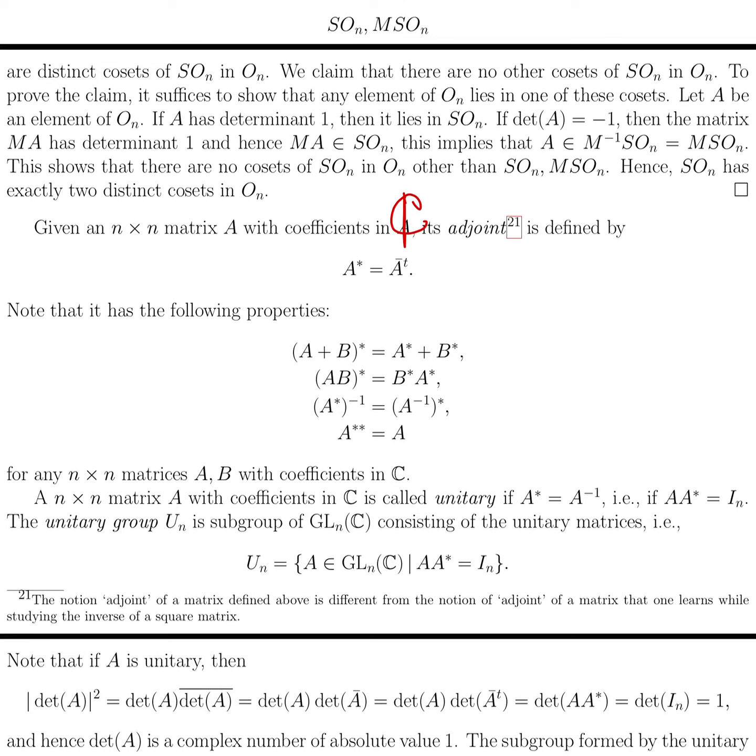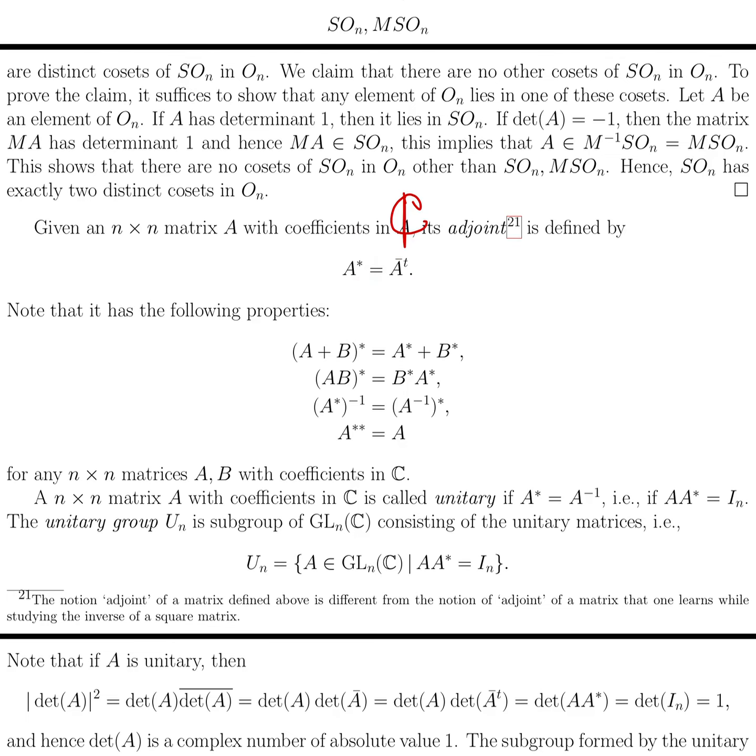So if you take an n by n matrix A with coefficients in the field of complex numbers, then you can take its conjugate. That is, you take the conjugate of all the entries and you take its transpose. So this is called the adjoint of this matrix A.